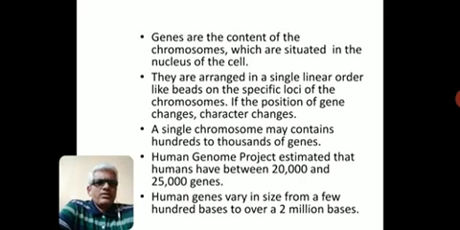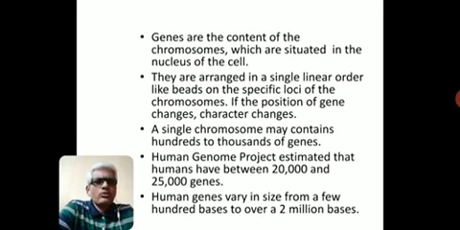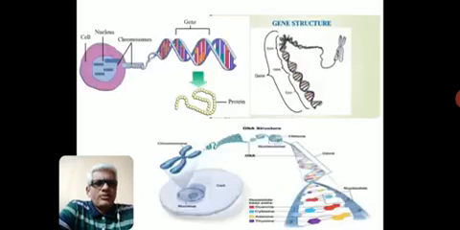A single chromosome consists of many hundreds to thousands of genes, whereas the human genome consists of 20,000 up to 25,000 or even 30,000 genes. Human genes vary in size from a few hundred bases to over 2 million bases. So the maximum, up to 2 million bases made up of nucleotides, has been found in a single gene.